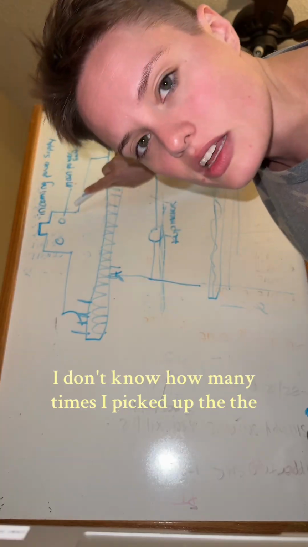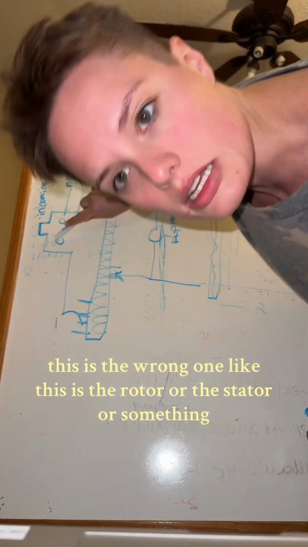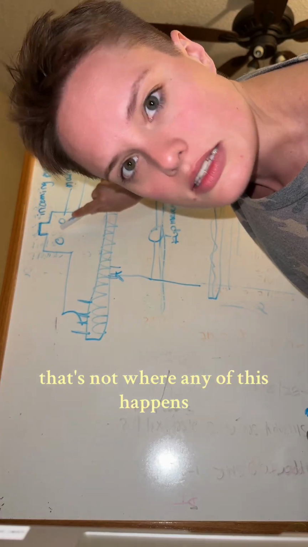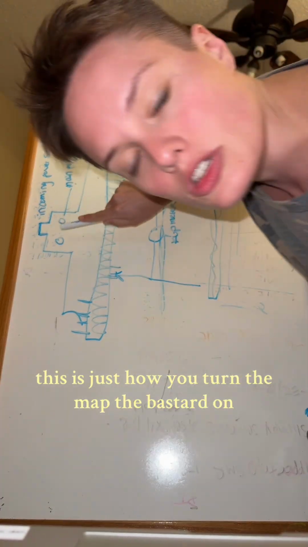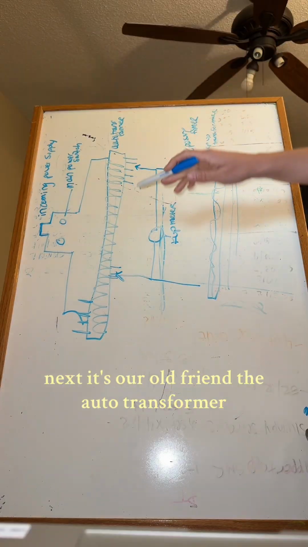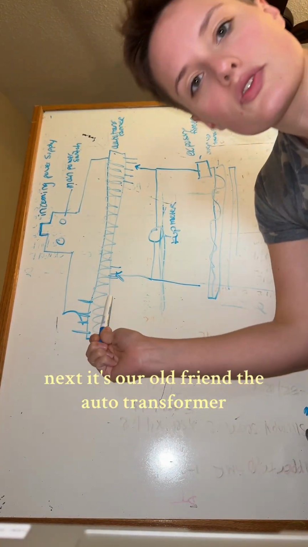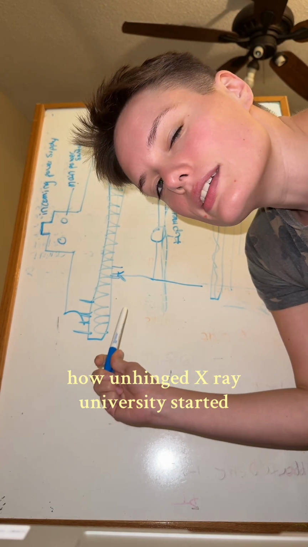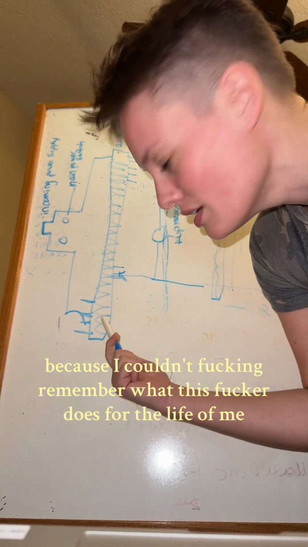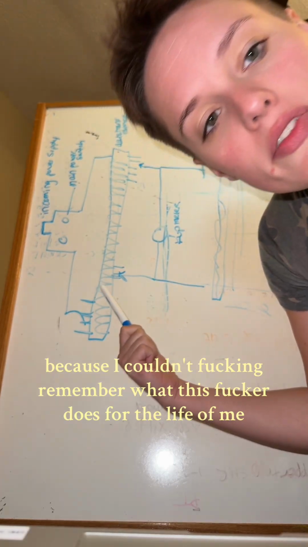Alright? I don't know how many times I picked this as the wrong one, like this is the rotor or the stator or something. No, this is not the exposure switch, that's not where any of this happens. This is just how you turn it on. Got it? Next! It's our old friend, the auto transformer. This is how Unhinged X-ray University started, because I couldn't remember what this does, for the life of me.